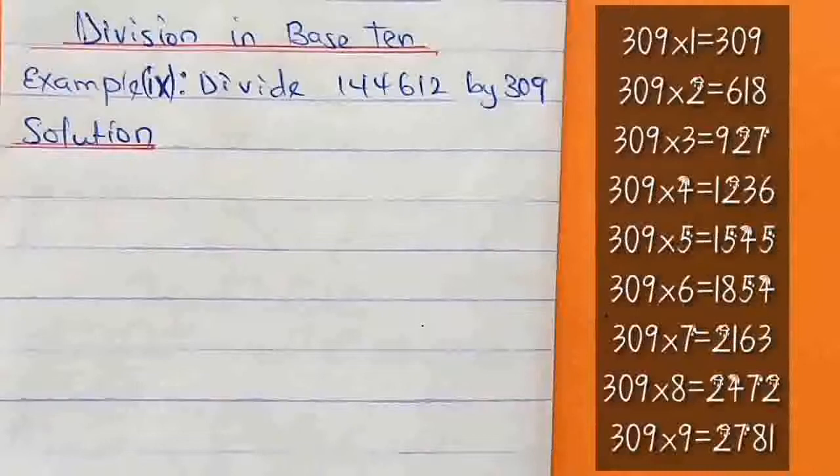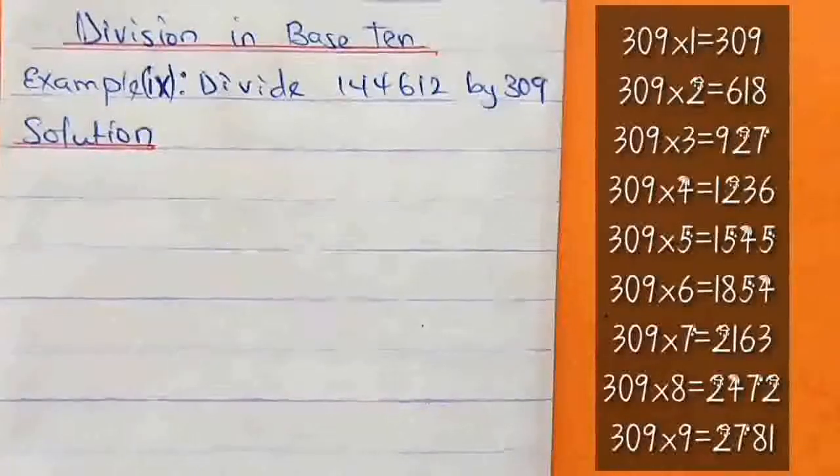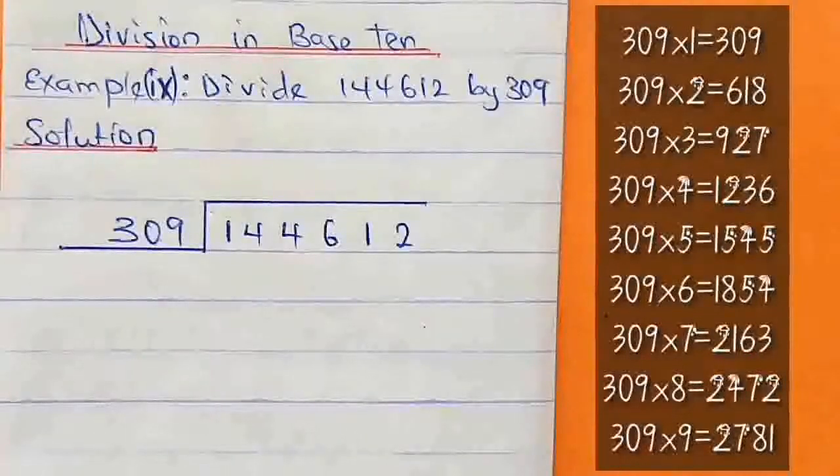I stop at 9 because the highest digit in base 10 is 9. For instance, if I am dealing with base 8, I will stop at 7 because the highest digit in base 8 should be 7. I want you to understand this. Let's go for this long division. I want you to pay attention to how I do this division. Make use of it in any operation you want to do on division.